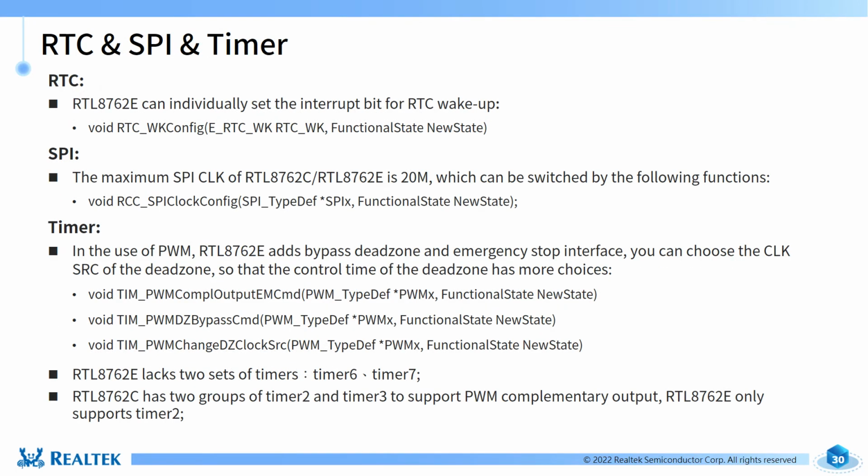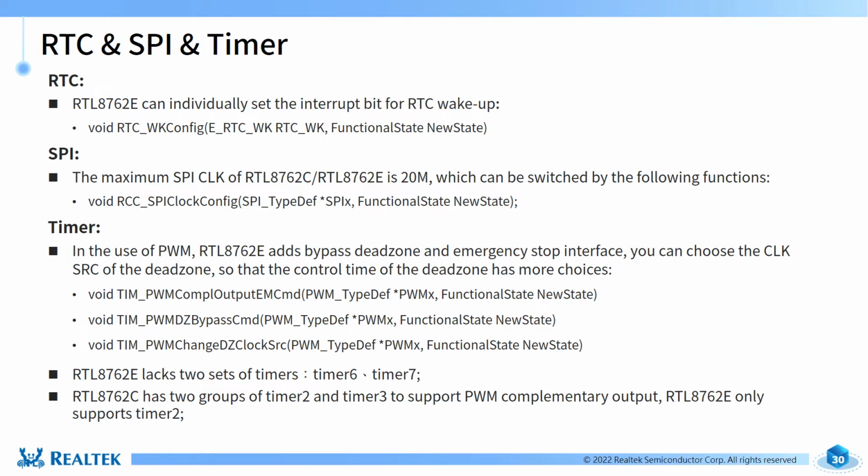The differences between the RTC, SPI, and timer are listed here. The RTL8762E can set the interrupt bit of the RTC wake up separately. You can refer to the WK function. For SPI, the maximum SPI clock of the RTL8762C and 762E is 20M, which can be switched through the function RCC SPI clock config.